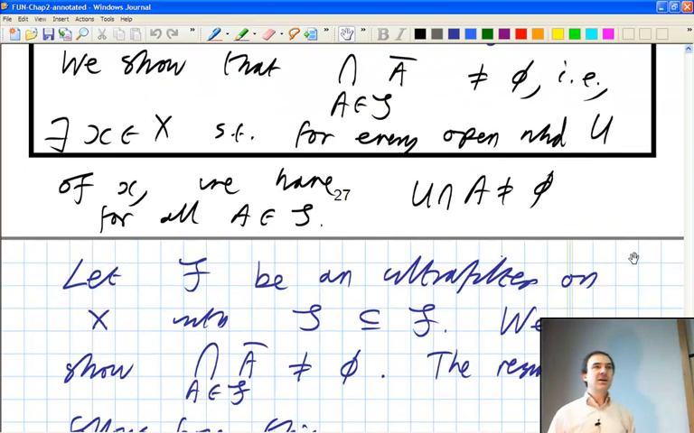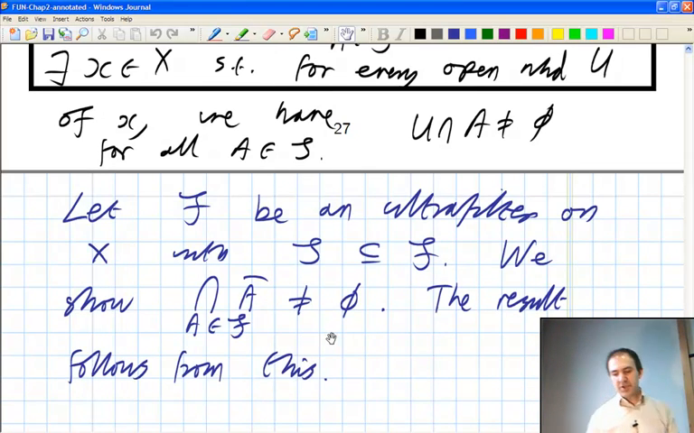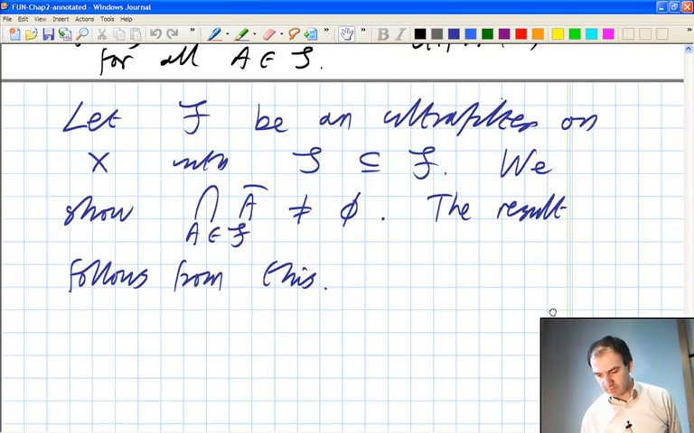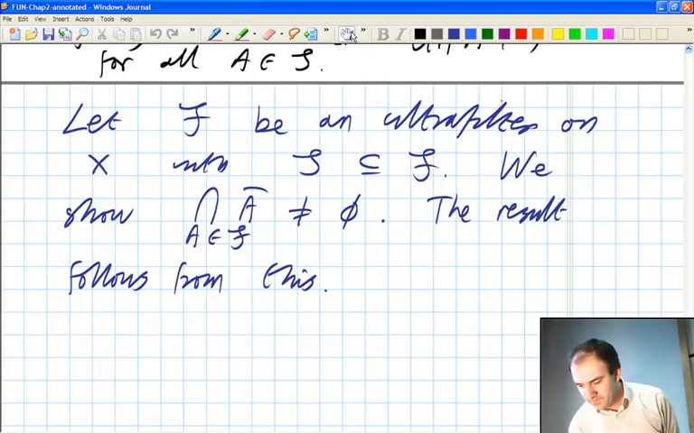So we apply our lemma and say you can boost your original FIP collection up to an ultrafilter by adding in some more sets if necessary. And now we'll show that the intersection of this bigger collection of closures is non-empty, which will show that the intersection of the smaller collection of closures is non-empty as well. So far we haven't used the fact that we're in the product space. And that's our next task.